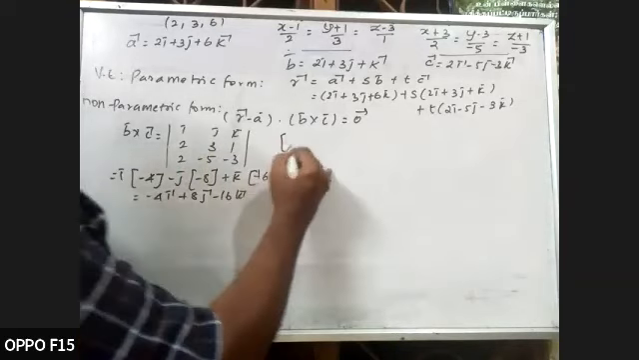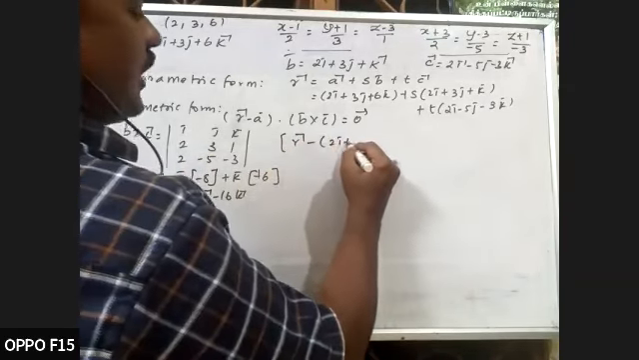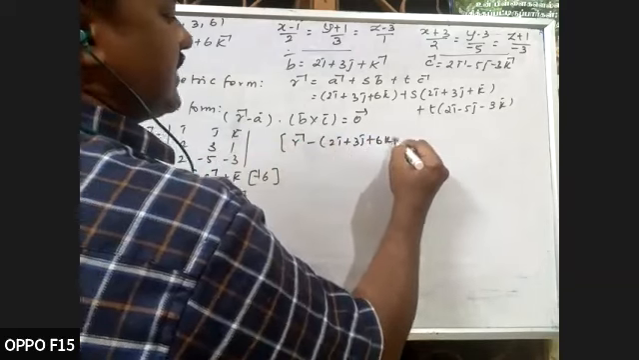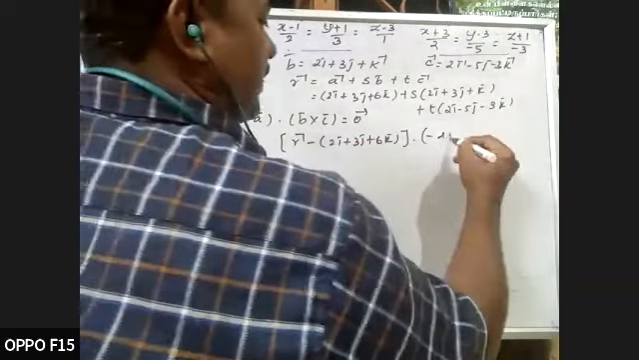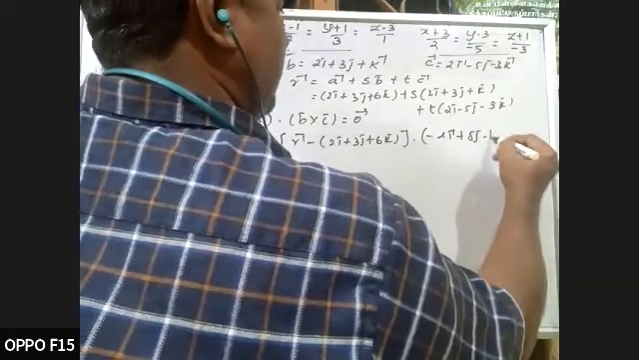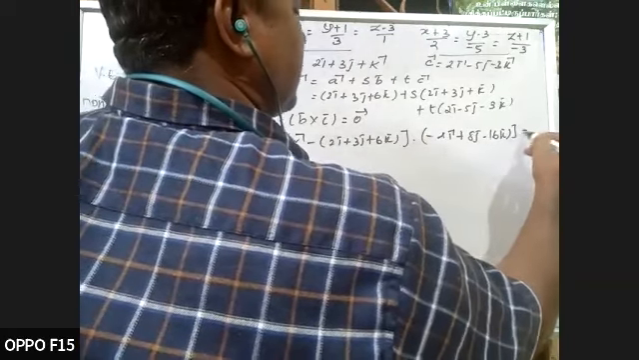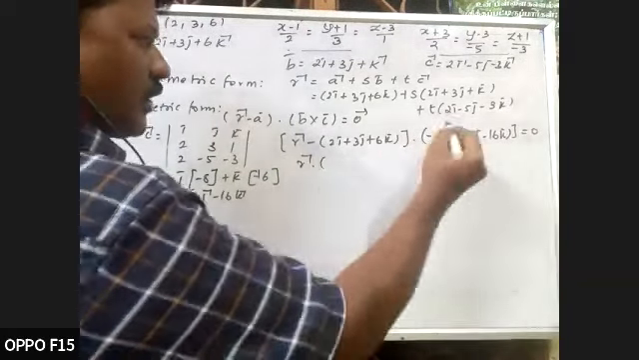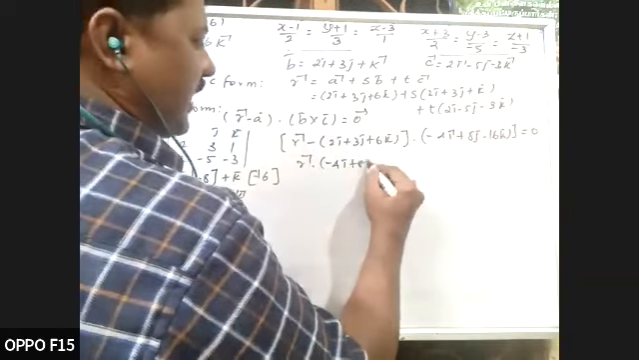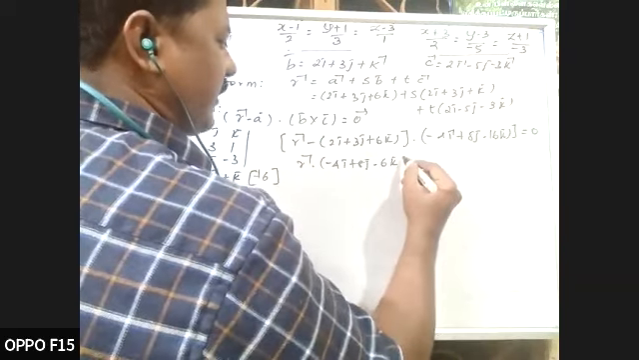Your r vector minus a vector is 2i plus 3j plus 6k vector dot b cross c. You can write this as minus 4i plus 8j minus 16k, which is equal to 0. Now r vector dot, first dot product, minus 4i plus 8j minus 6k vector.